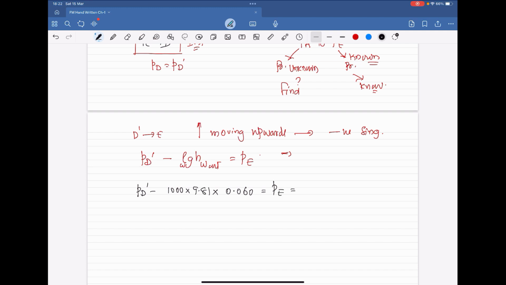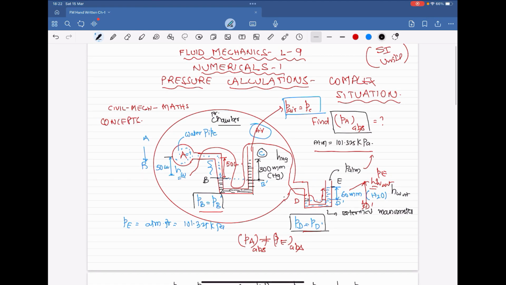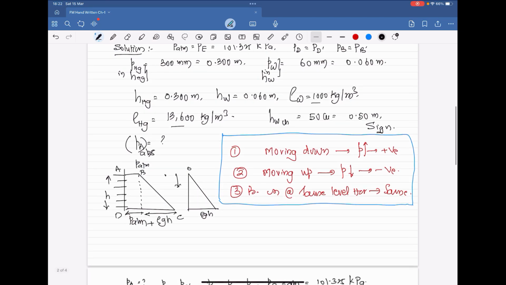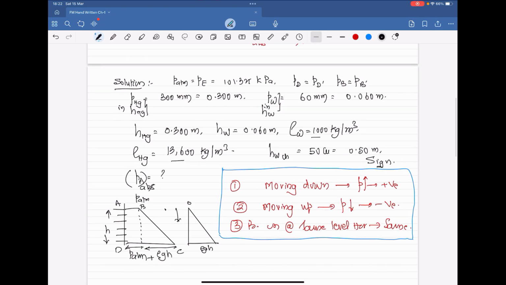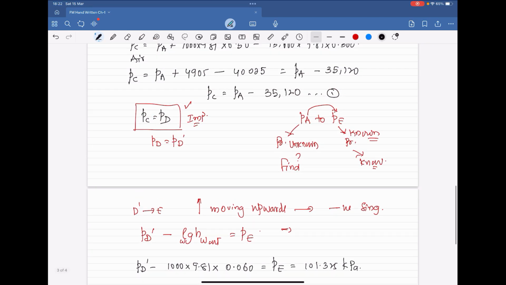What is the value of PE? PE is open to atmosphere. PE value is equal to P atmosphere. Here we have written PE is equal to P atmosphere, 101.325 kPa. What is PD dash? PD dash is equal to PD. What is PD? PD is equal to PC. That means this is equation number 1.